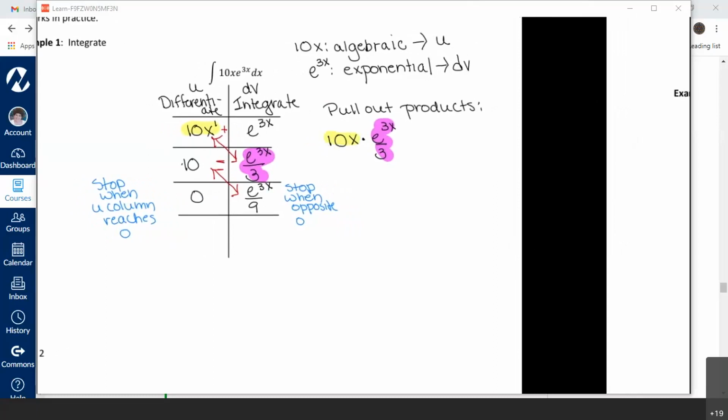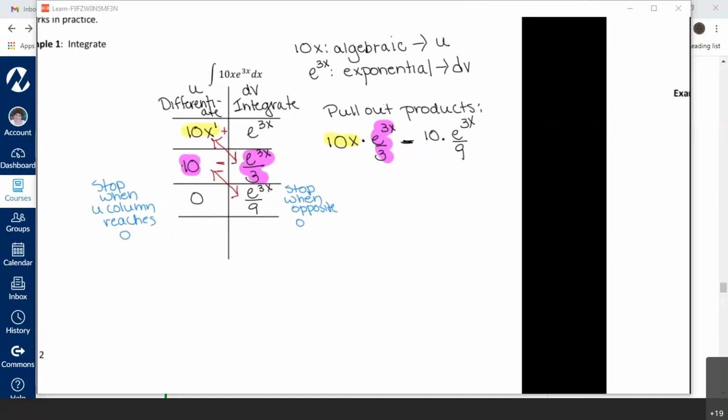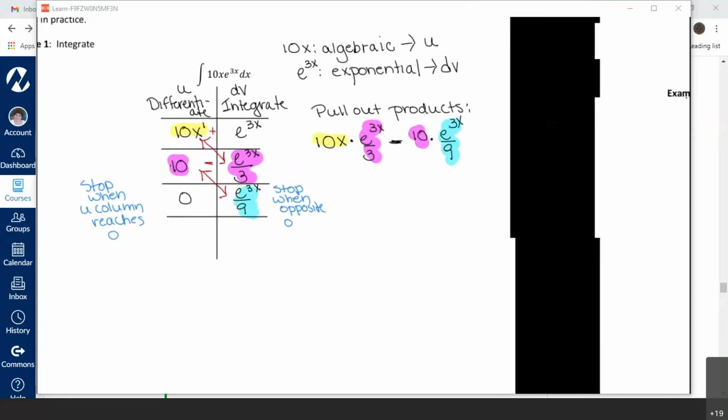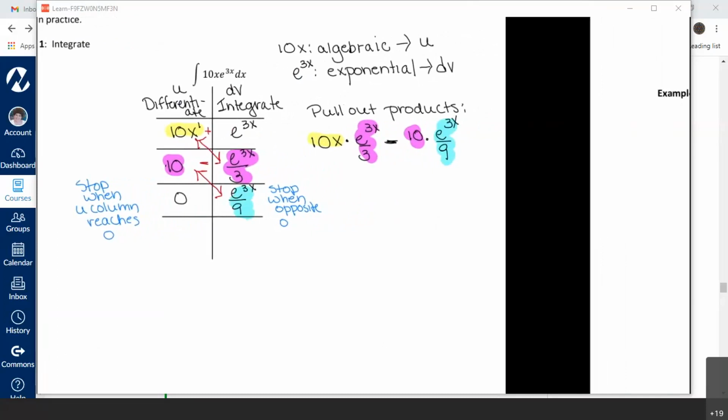And then the next sign you would say would normally be a plus, but according to the table, it says that should be negative. That's this negative sign right here. The next product is going to be 10 times e to the 3x over 9. And again, just to show you those, here's the 10, and here's e to the 3x over 9. And of course, since this was an indefinite integral, plus c.